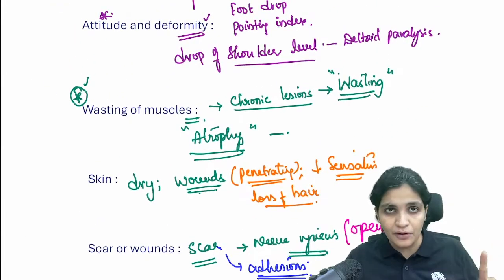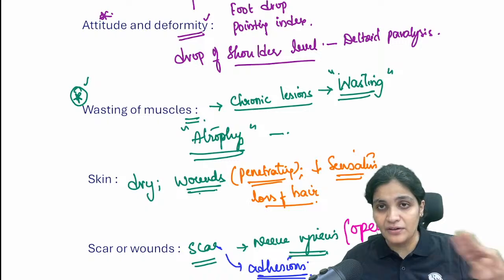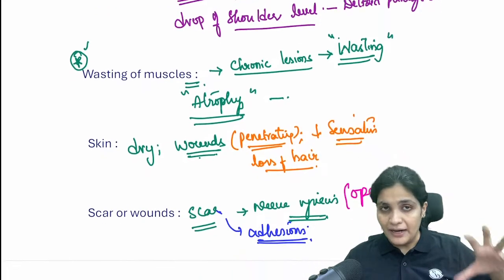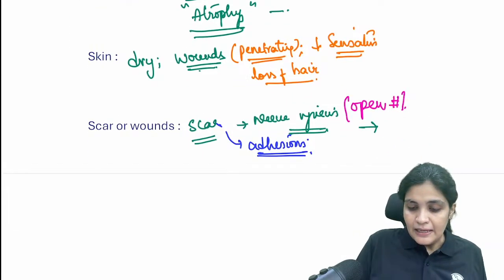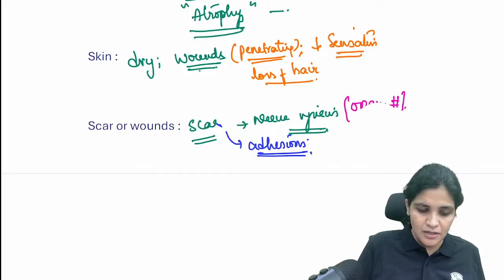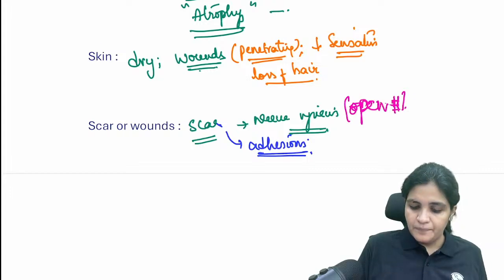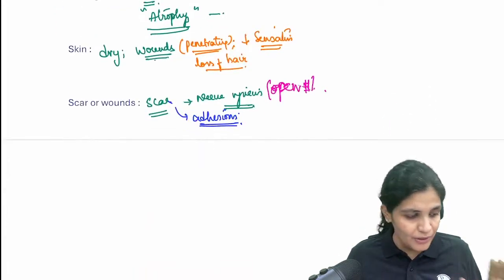So first would be attitude and deformity, you will write, and then you will write about the wasting of the muscles. Then you will look for the skin. How is the skin present? Is it dry, or is there no hair present? Or there could be any wounds, contracted wounds or contracted scars. And you have to elicit scar tenderness in case of palpation, that we'll see in palpation. So this is open fracture, scars and wounds. So that is about the inspection. So how do you inspect in case of peripheral nerve lesions.